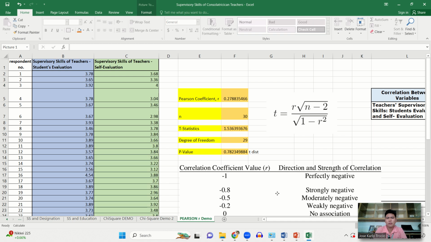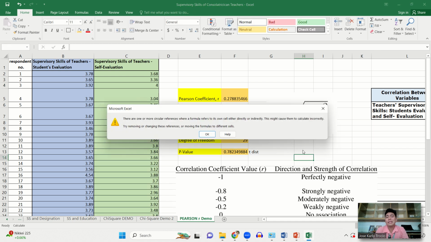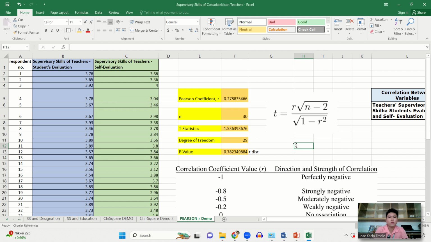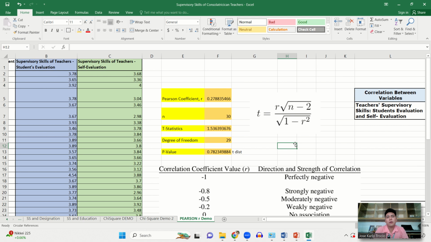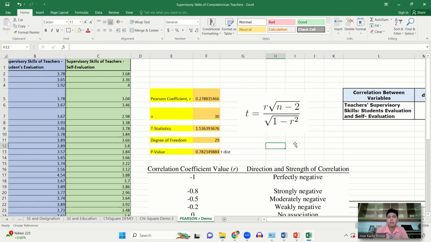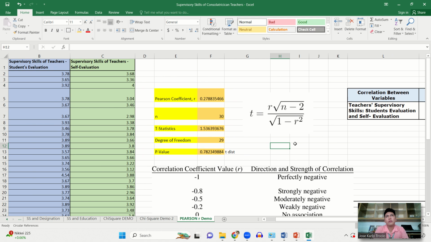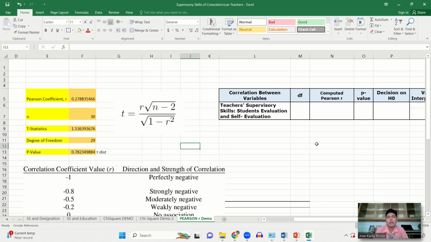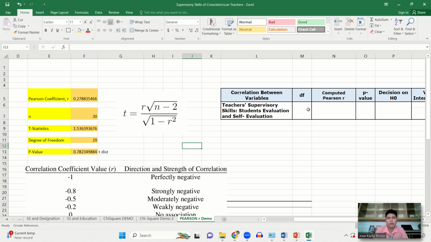Okay, how is that possible? Now if it is less than, then we say there is, hold on. So again, if the p-value is greater than the alpha, that means we accept the null hypothesis. If it is less than 0.05 or the alpha, then we reject the null hypothesis. So in this case, how do we say? Your test statistics is 1.53.